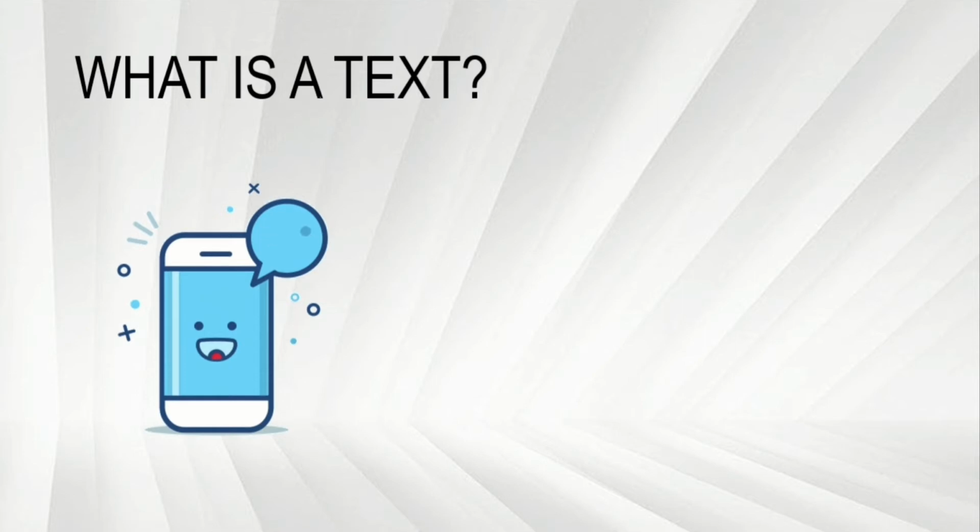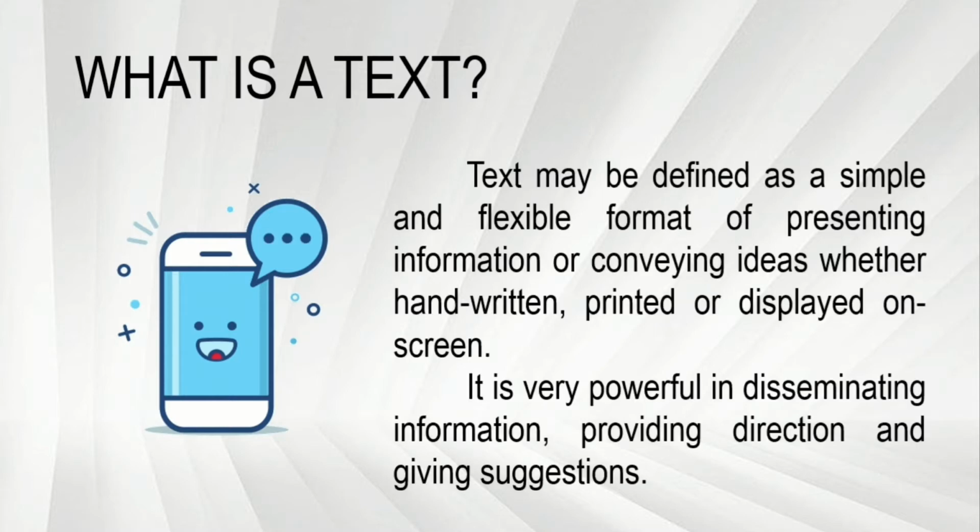That's why, if we are going to produce a text information and media, it should be properly executed or should be correctly made. Before anything else, let us try to define text first. What is a text? Text may be defined as a simple and flexible format of presenting information or conveying ideas, whether handwritten, printed, or displayed on screen. It is very powerful in disseminating information, providing direction, and giving suggestion.